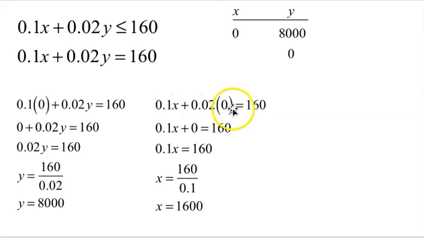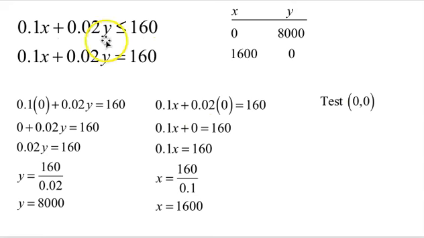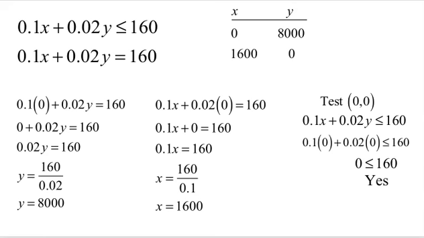0.1x plus 0.02 times 0 is 160. 0.1x is 160. X is 160 divided by 0.1. X is 1600. So we've got 0, 8,000. We've got 1600, 0. And again, you'll see we're going to test 0, 0 to see our direction of shading. 0.1 times 0 plus 0.02 times 0 is certainly less than 160. So again, 0 less than 160, we're going to shade towards 0, 0.